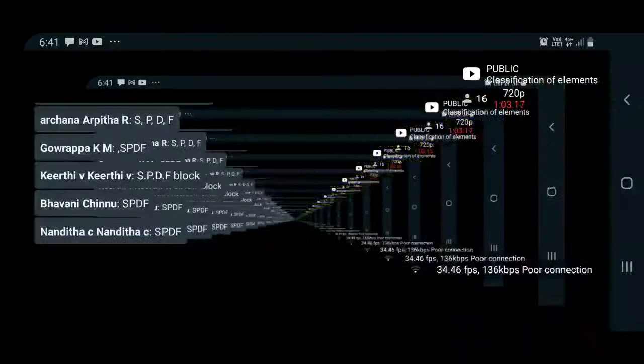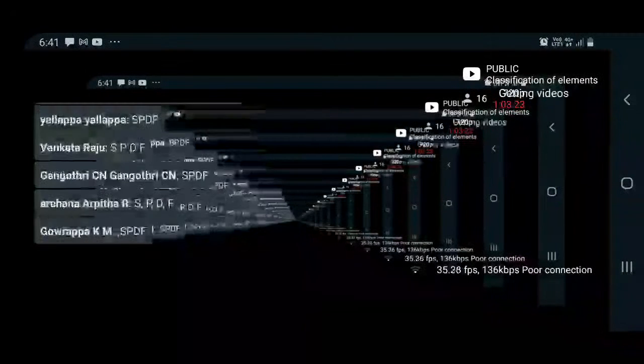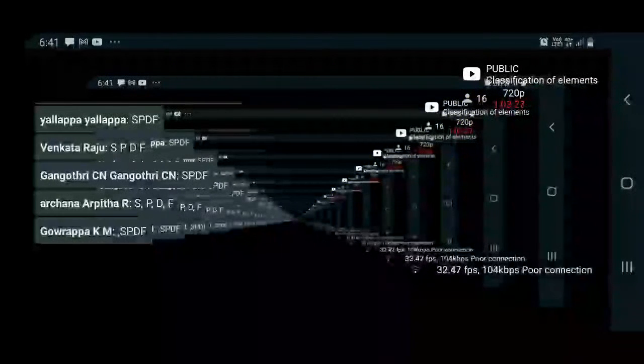Okay, now these SPDF blocks are completely based on electronic configuration. The blocks were classified based on the electrons number.